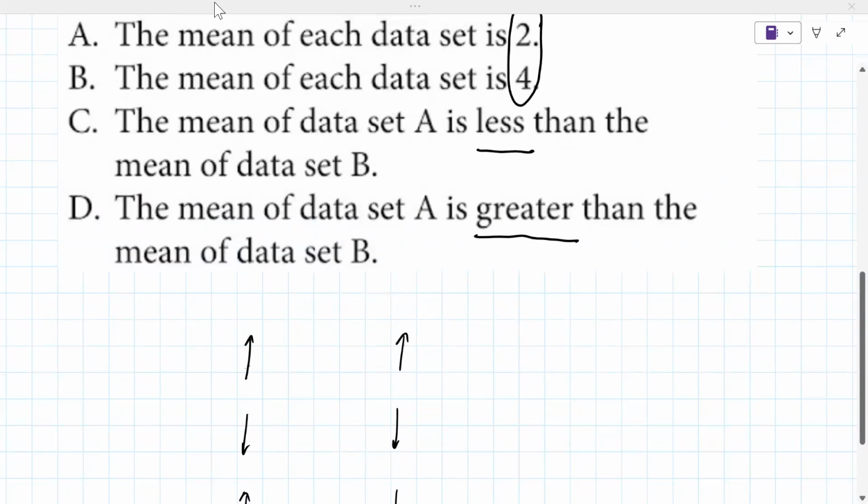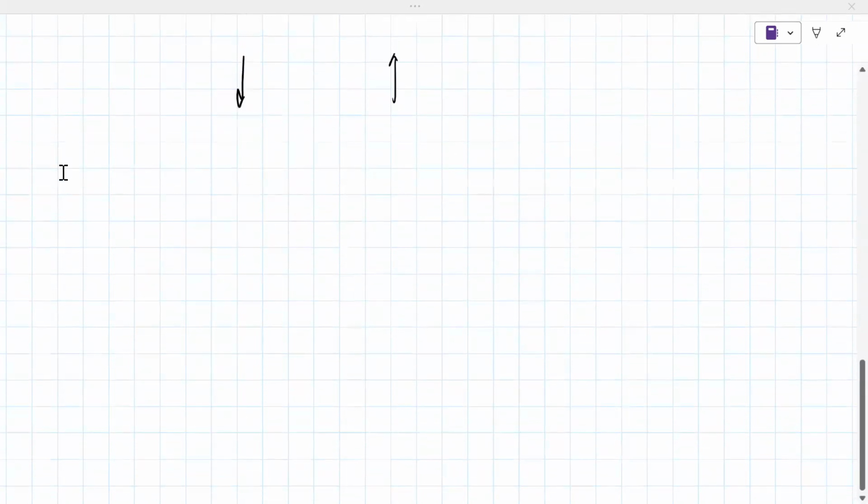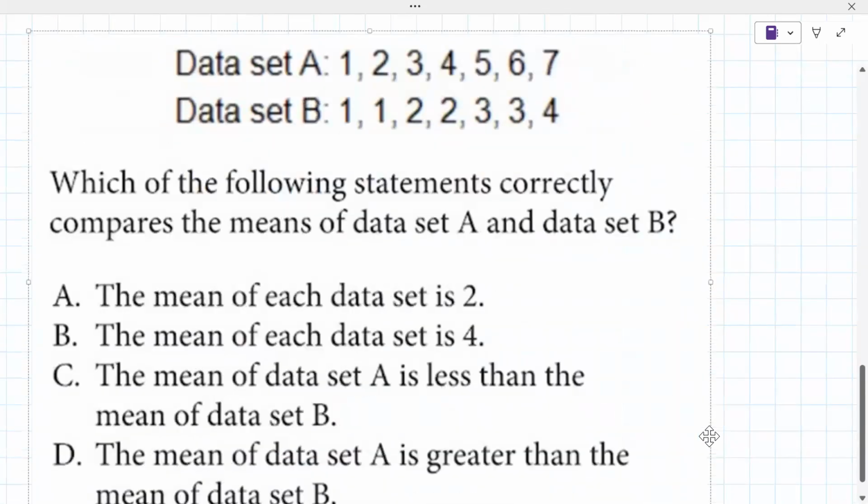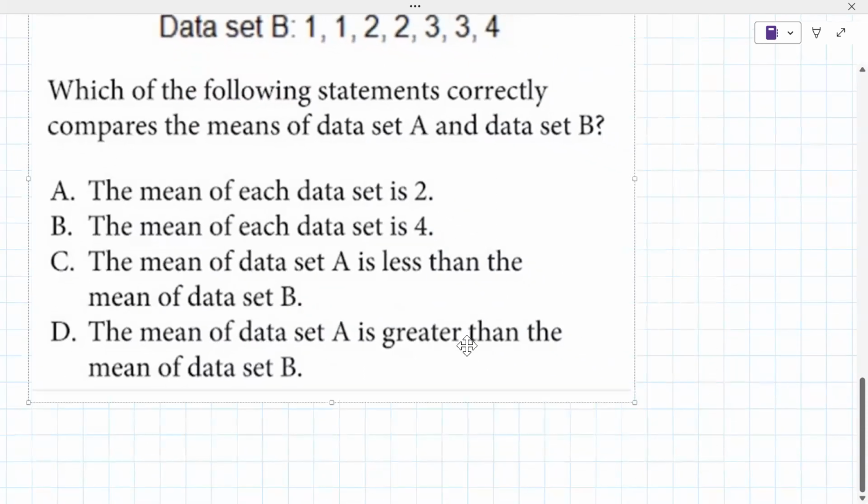So now I will snip in the question and we'll look at it together, or maybe you'll know the answer right away. We need to do something about the mean. You don't need to read this as "which of the following statements correctly compares the means of A and B." It's a "which of the following," which means you've got to look at the answers. So let me just make this a little smaller here.